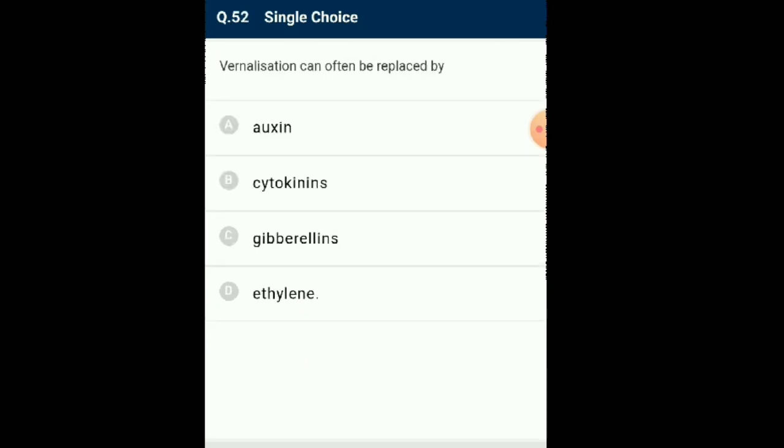Question number 52. Vernalization can often be replaced by. Vernalization is an exposure of plants to a certain degree of cold conditions to make them flower or break seed dormancy. For example, in Hyoscyamus niger, a cold-requiring long day plant, when treated with gibberellic acid, produced flowers in long day condition without cold treatment. The exposure to gibberellic acid made the plant produce the hormone vernalin, which induced flowering in the plant. So the answer is option C, gibberellin.